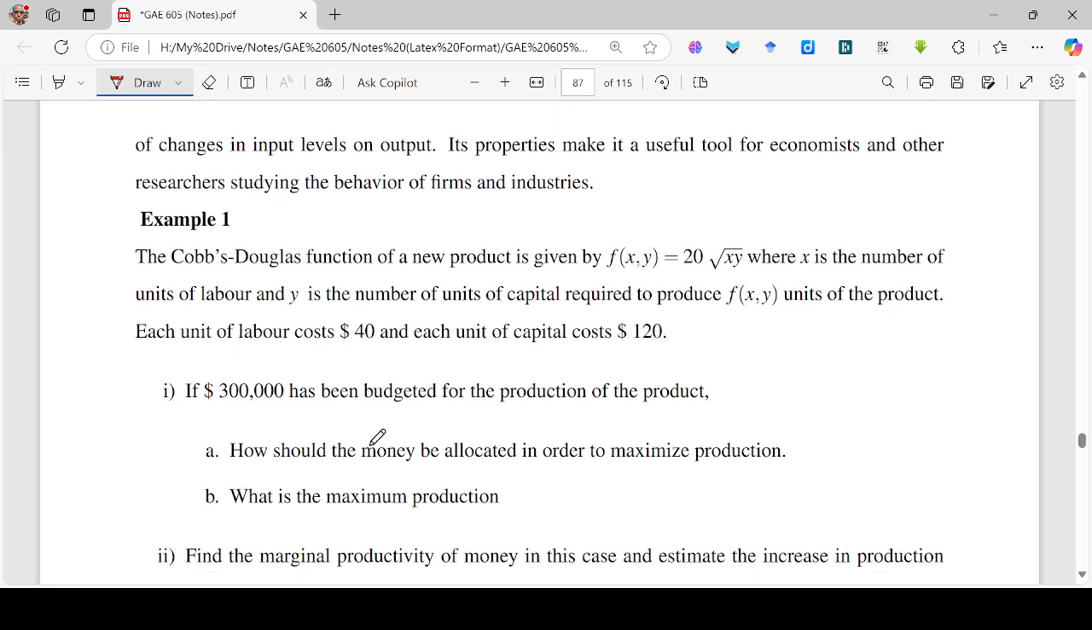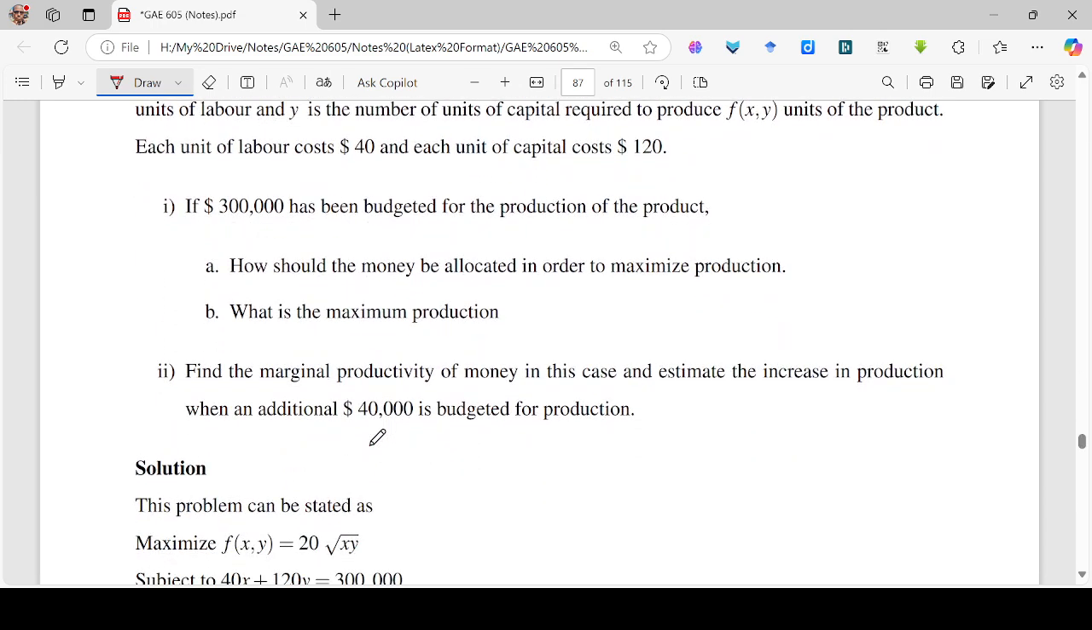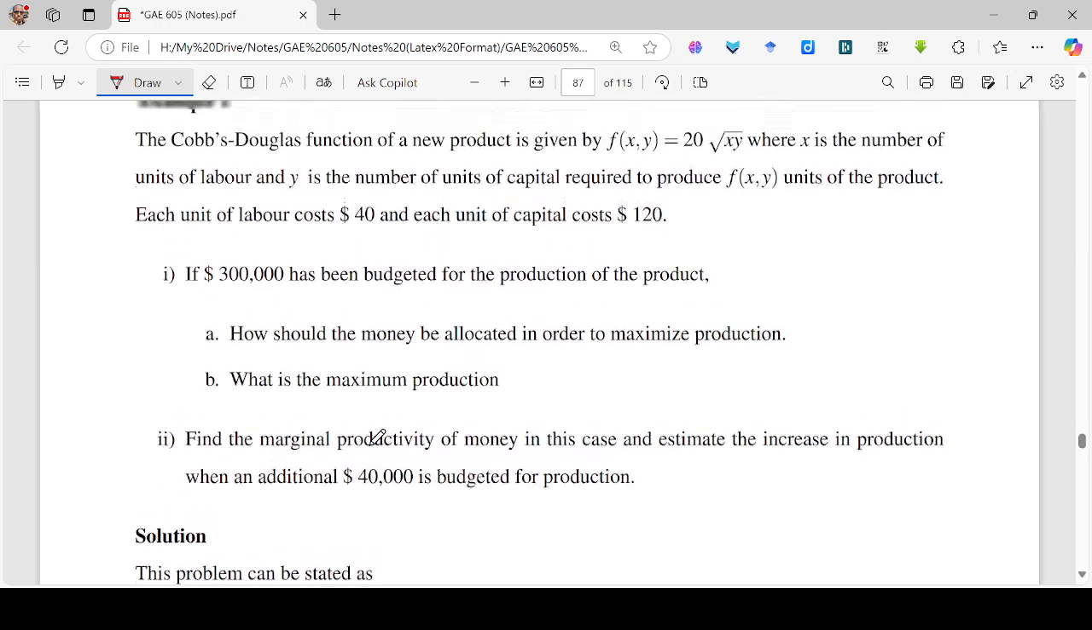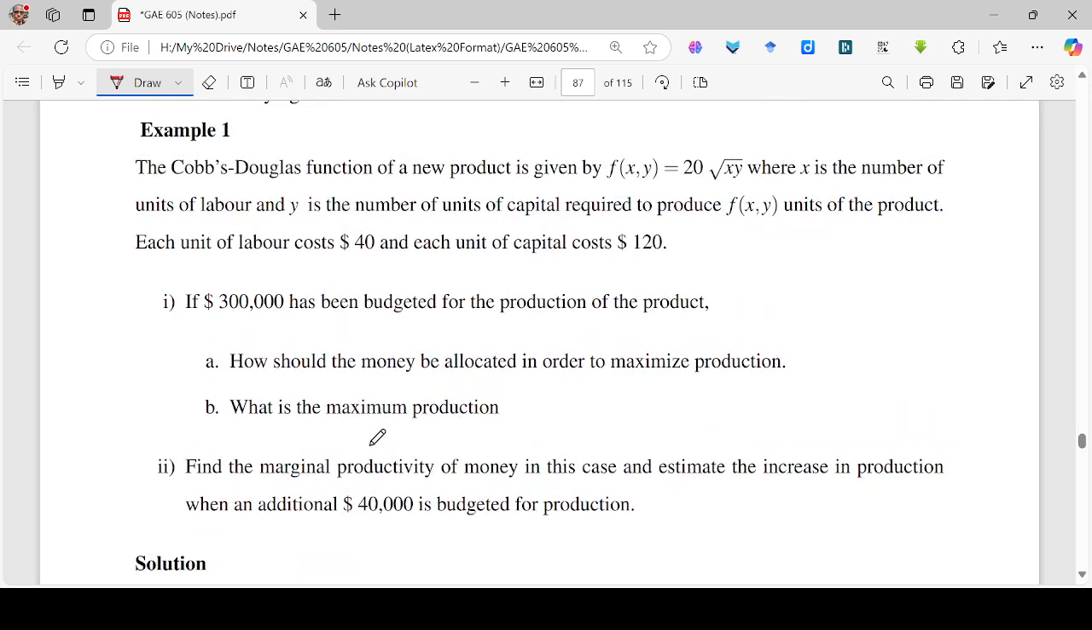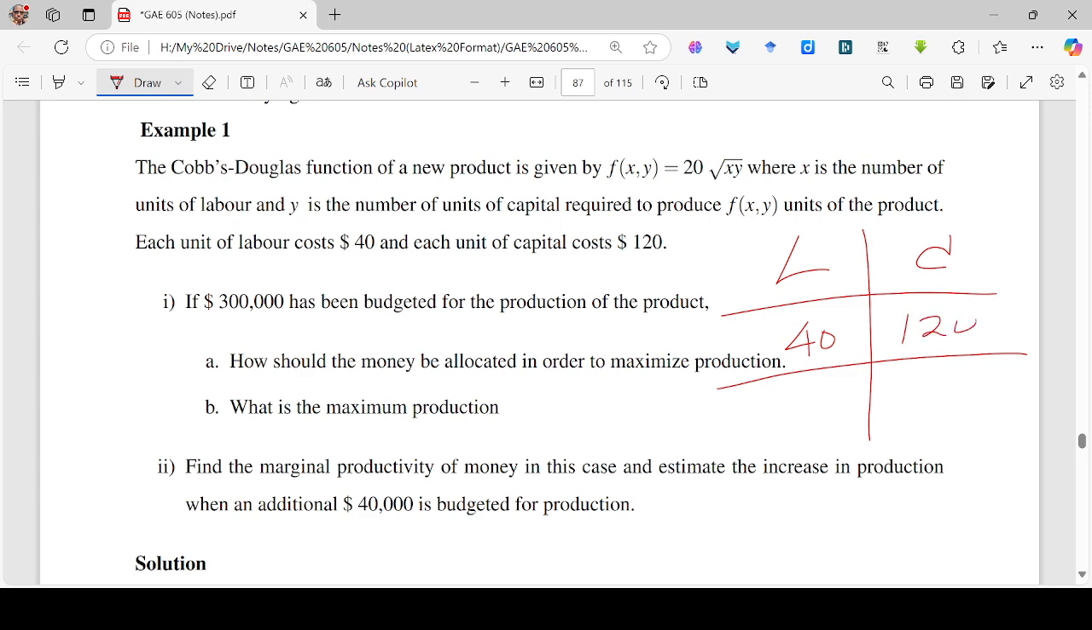And then we need to find the marginal productivity of money and estimate the increase in production when an additional $40,000 becomes available. So here we have two items on which we incur money: labor and capital. I'll denote them by L and C. Each unit of labor costs $40 and each unit of capital costs $120.